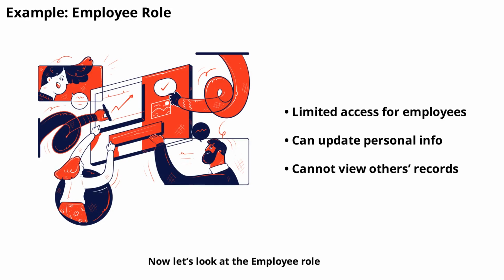Now, let's look at the employee role. Employees usually have limited access, perhaps only to their own personal and payroll information. They can update their contact details or request time off, but they cannot view other employees' records. This restriction is vital for maintaining privacy and trust within the organization.